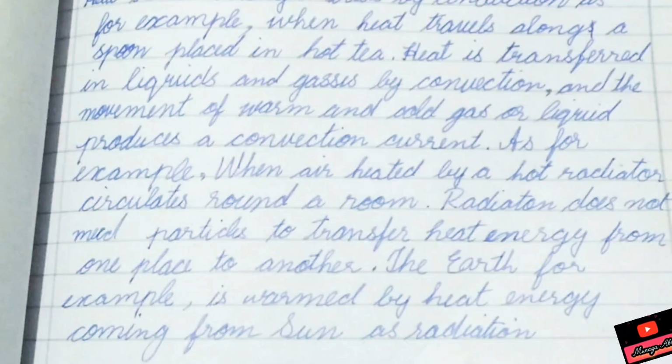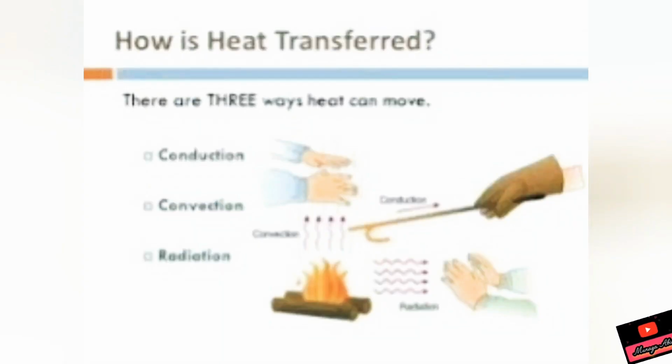Now, the third process is radiation. Radiation does not need particles to transfer heat energy from one place to another. The earth, for example, is warmed by heat energy coming from the sun as radiation. I think you have been heating many of your things in a microwave oven, and that is also a form of radiation. That's another example of radiation. Now I am showing you a picture that will help you a lot.